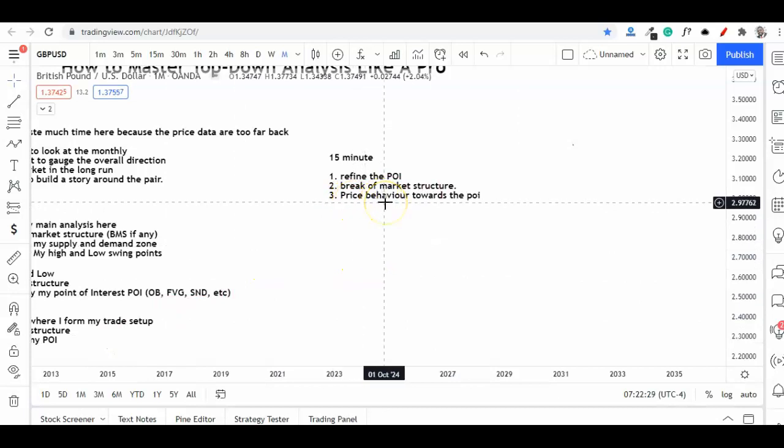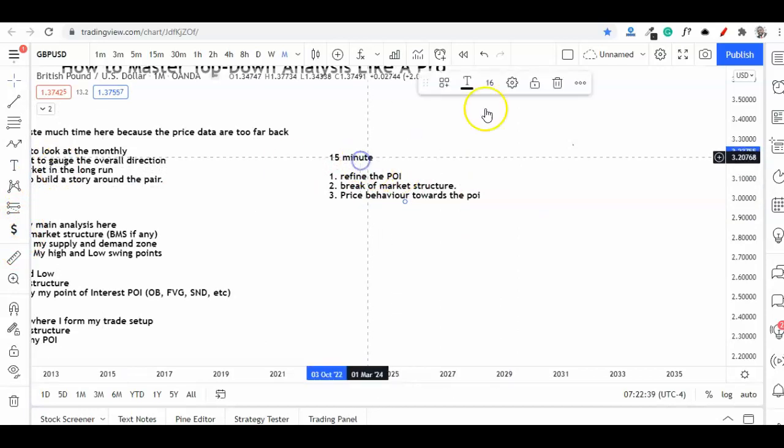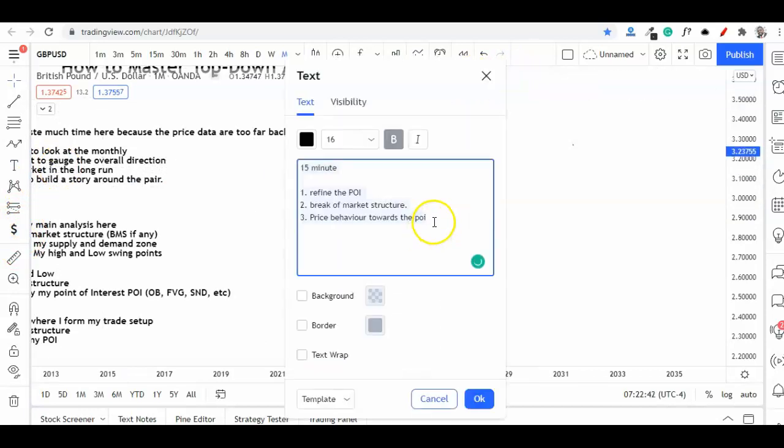I have looked at the point of interest and how price approached my point of interest. I will then look for the trade setup itself, where I look at the risk to reward. This is where I calculate my risk to reward. Then I also look at my trade management, but most of my trade management will be done on the higher time frame.